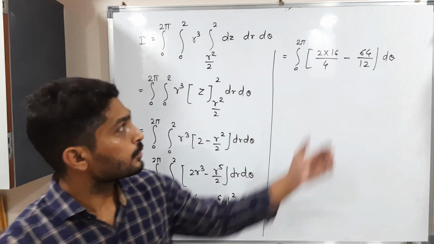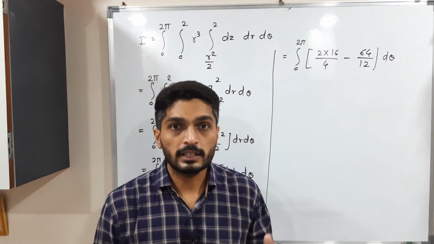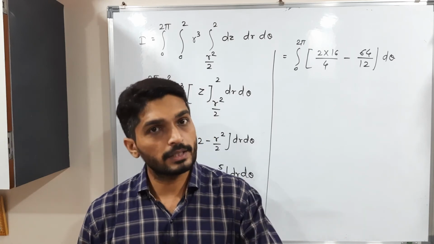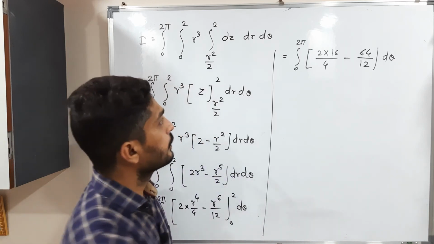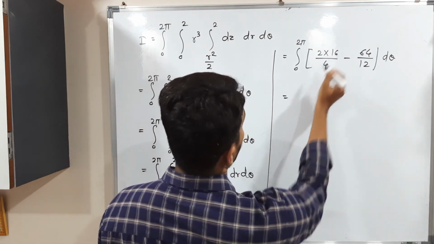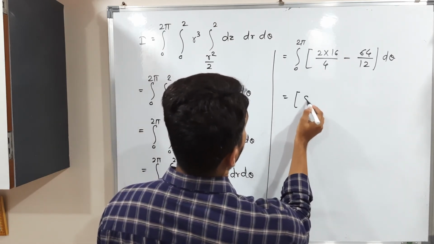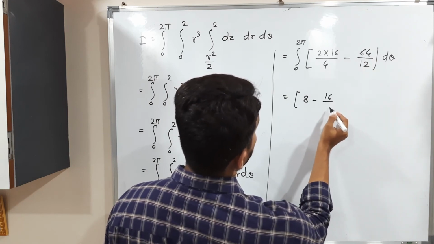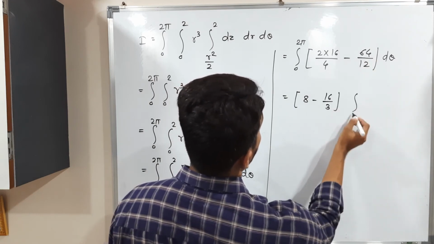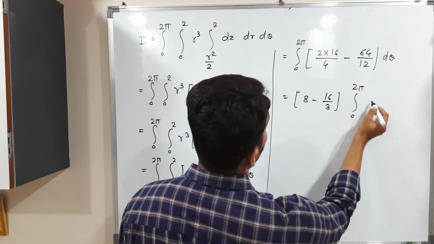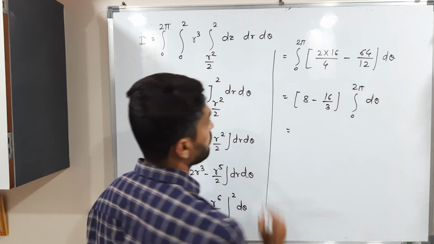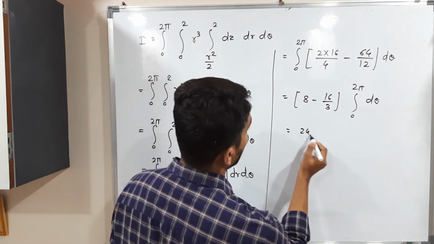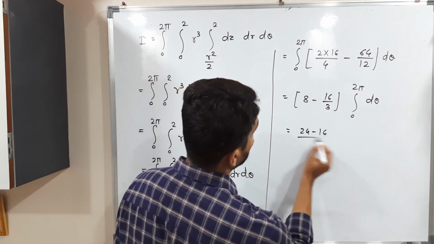So that bracket will give us some value, but definitely it is a constant. So we can take it outside the integration and we will solve it. So this is equal to 4 cancel, so we will have here 8 minus 16 by 3, integration 0 to 2 pi d theta. We can cross multiply. So this is 24 minus 16 by 3.